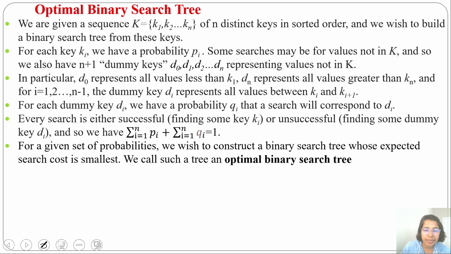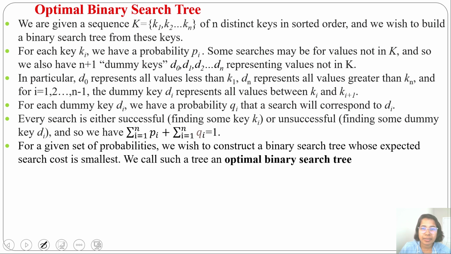So for a given set of probabilities, we want to construct a binary search tree whose expected search cost is smallest, and we call it an optimal binary search tree. So our task is to construct an optimal binary search tree whose expected search cost will be smallest.